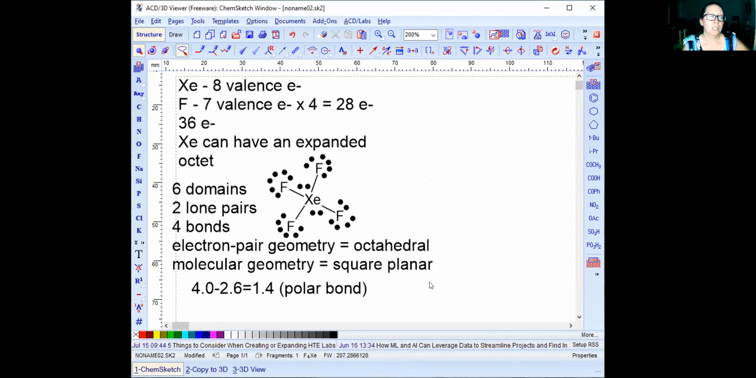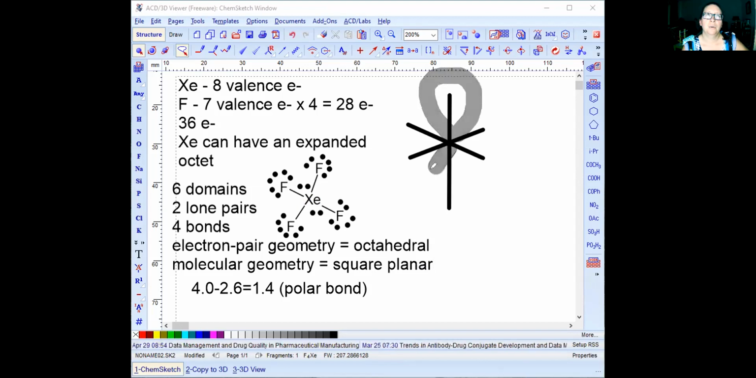But remember that your octahedral geometry is all 90-degree bond angles. And since I'm on Zoom, I guess I can draw it in my drawing. So if we had our octahedral shape, what would happen is the lone pairs are going to go as far apart as they can from each other.